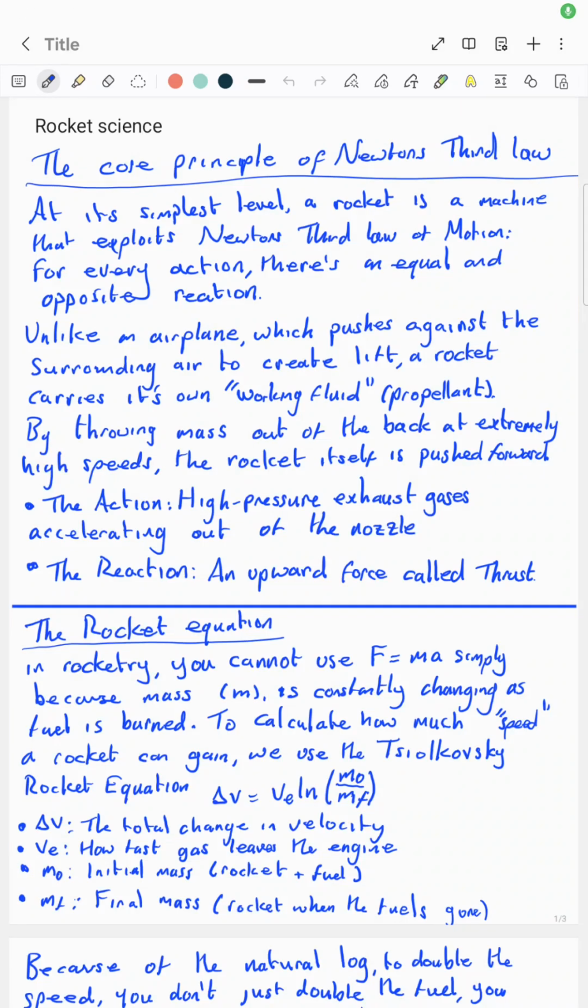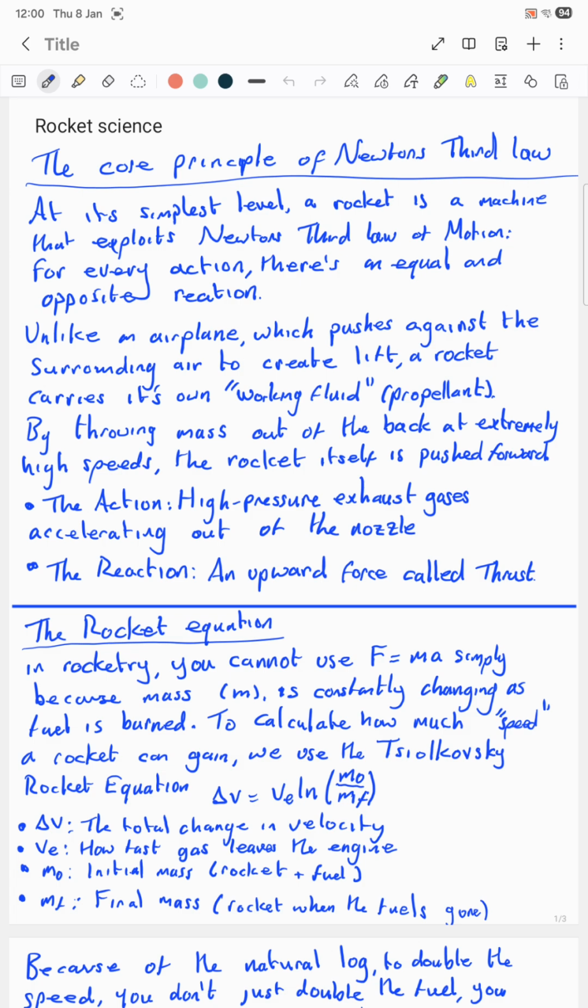This is rocket science. The core principle of Newton's third law. At its simplest level, a rocket is a machine that exploits Newton's third law of motion: for every action, there's an equal and opposite reaction.